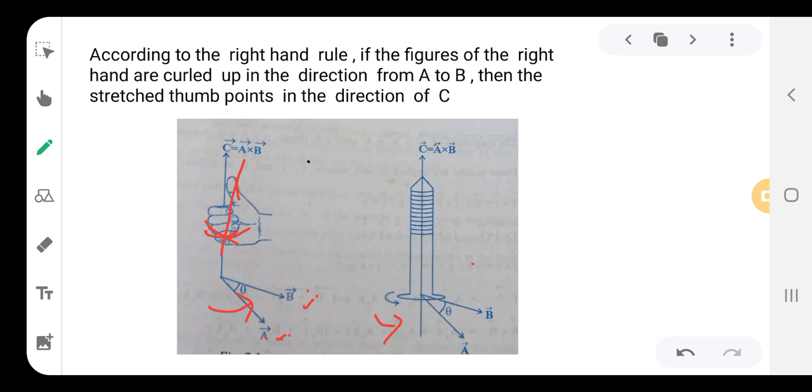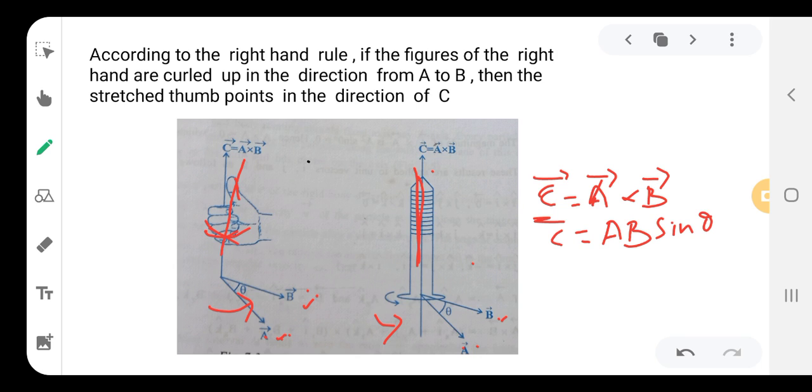Similarly, the screw rule: A and B are the two vectors, and theta is the angle between them. So C is given in the upward direction, it gives the direction of the force in the upward direction. C is also a vector. When we multiply two vectors and the product we get is another vector, we take it as AB sine theta. So the magnitude of C is AB sine theta.